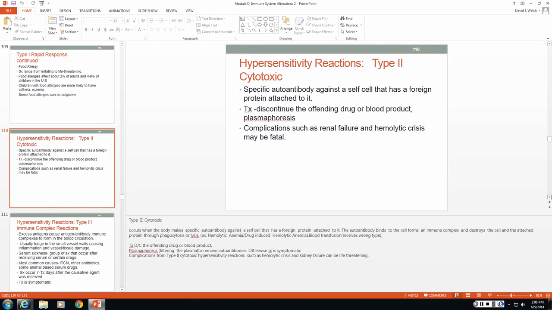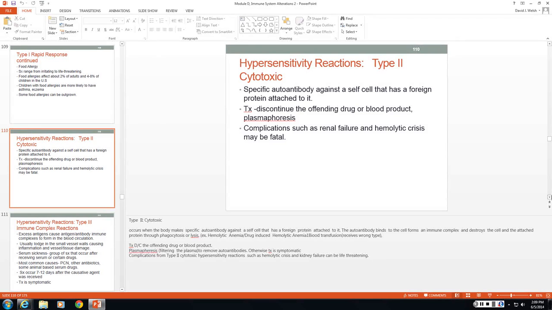An example would be hemolytic anemia or drug-induced hemolytic anemia from a blood transfusion. A blood transfusion could be that they received the wrong type of blood. Treatment is going to be to discontinue the offending drug or blood product. A lot of times they'll end up with plasmapheresis, which is filtering of the plasma to remove any of the autoantibodies. Otherwise, treatment is symptomatic.